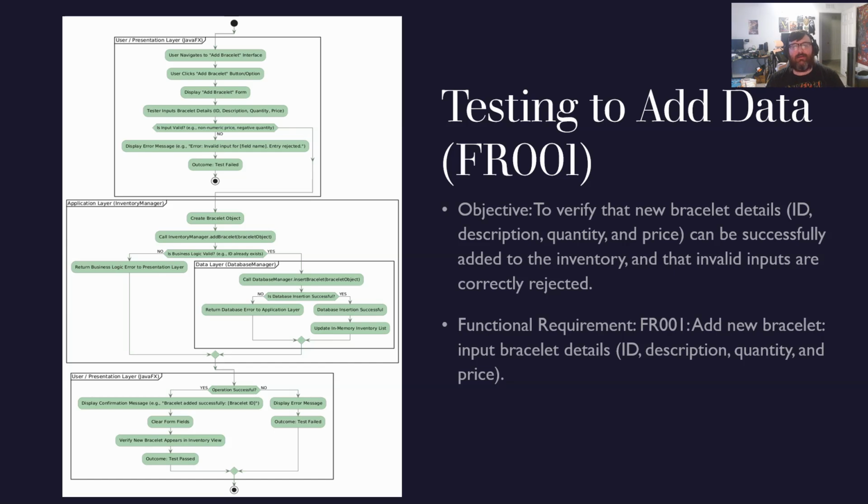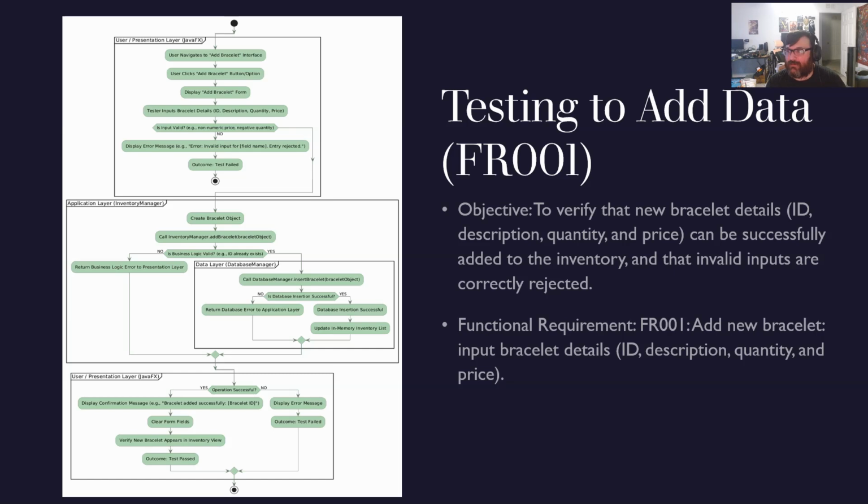The test fails there. However, if the object is valid and is matching the business requirements, then it will move on to the next step, in which it will create the bracelet object. It will call up the inventory manager add bracelet. Then it would provide another validator. It says, is this business logic valid?